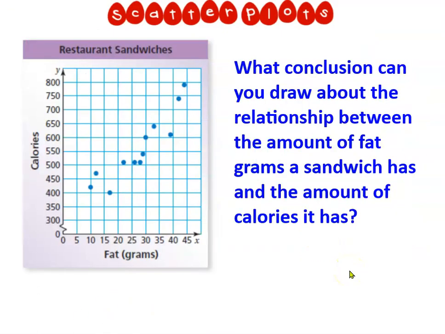So in looking at this restaurant sandwich scatter plot, what conclusion can you draw about the relationship between the amount of fat grams a sandwich has and the amount of calories it has? Pause the video and write down a sentence or two.